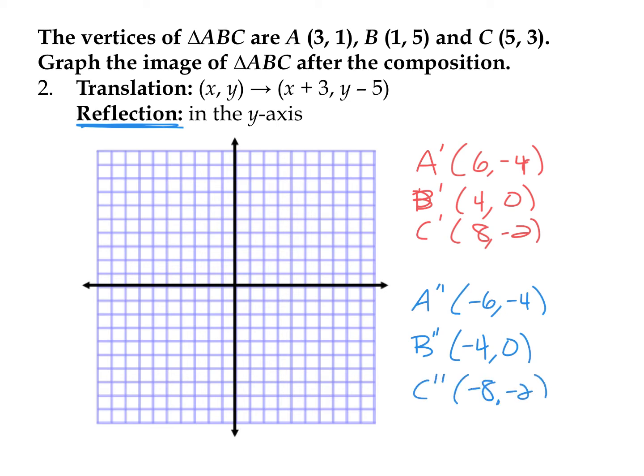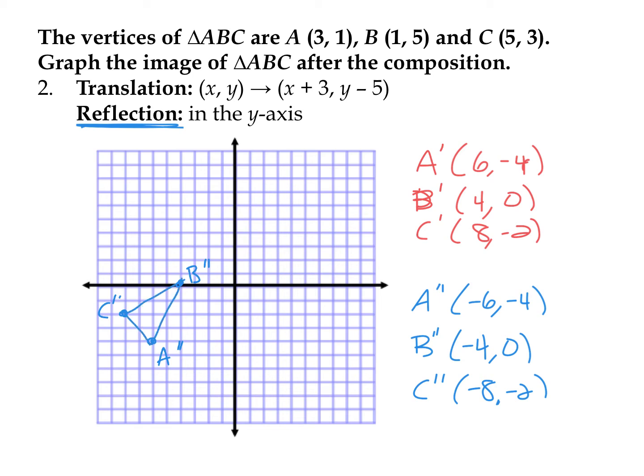Okay, and so now I'm going to graph those points: A double prime, B double prime, and C double prime. So negative 6, negative 4. Right, so we're going to go over 1, 2, 3, 4, 5, 6, then down 4, 1, 2, 3, 4. And we're going to have A double prime right there. Okay, and we have B double prime at negative 4, 0, and C double prime at negative 8, negative 2. And that would be A double prime, B double prime, C double prime. And we'd have a triangle there.